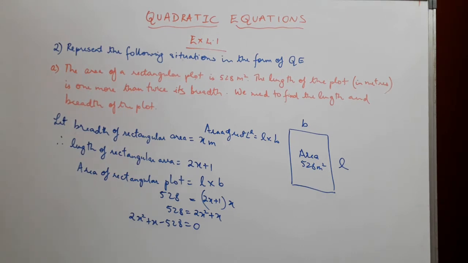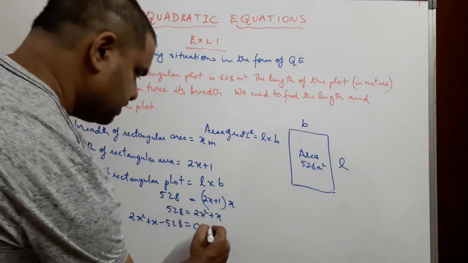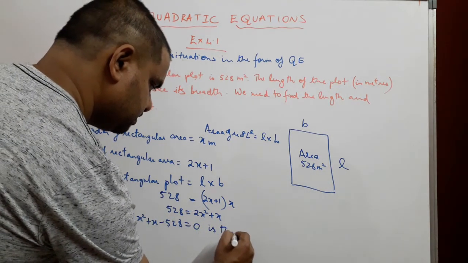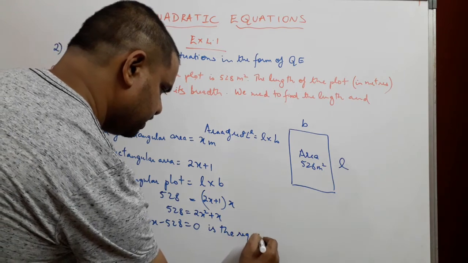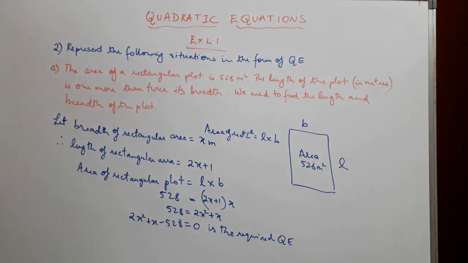So 2x square plus x minus 528 equals 0 is the required quadratic equation. Fine.